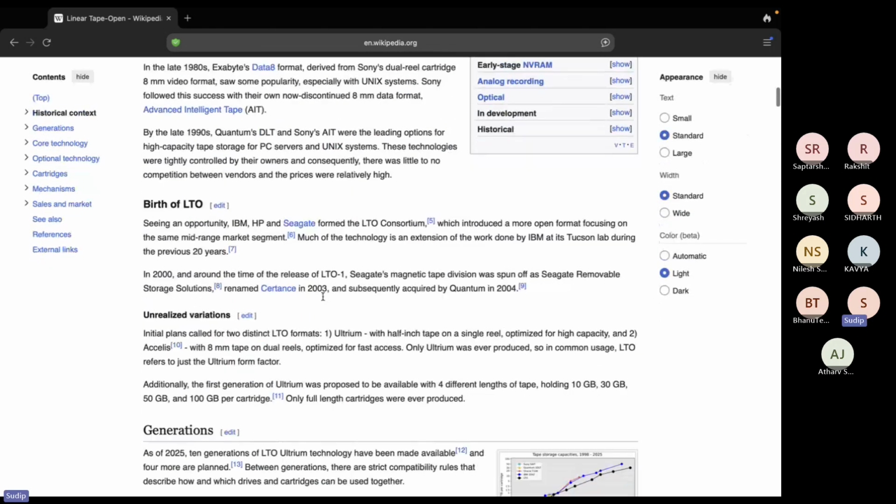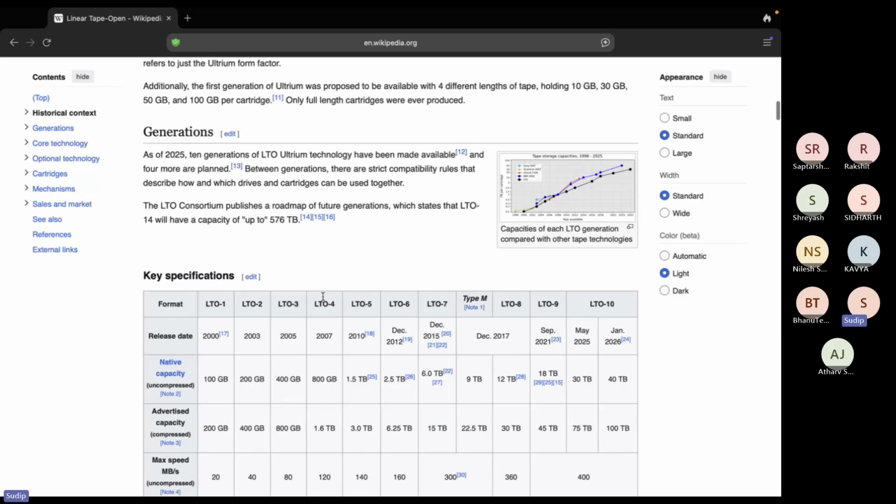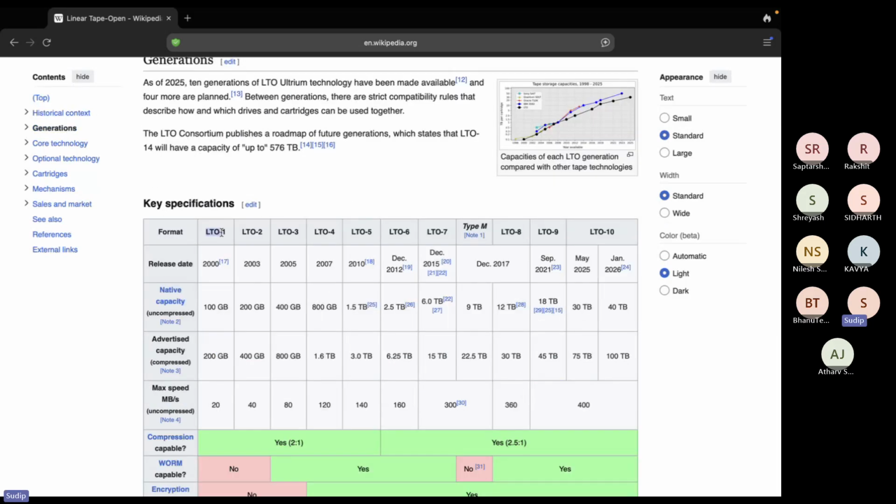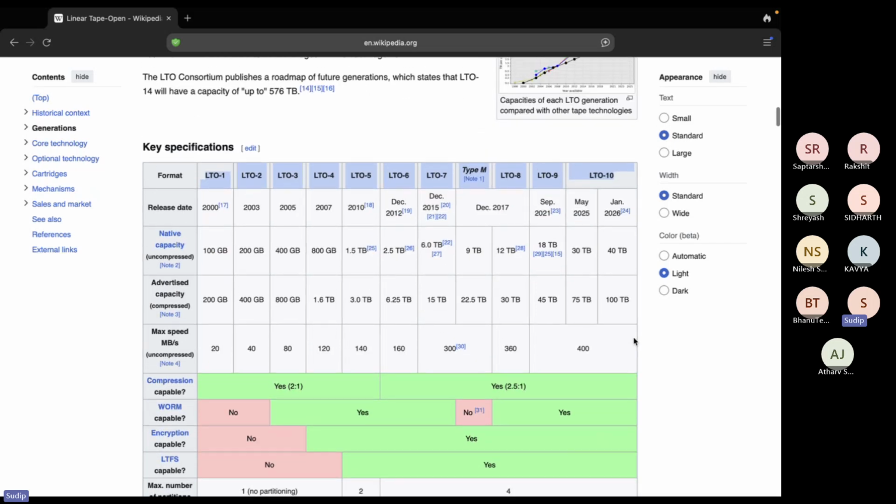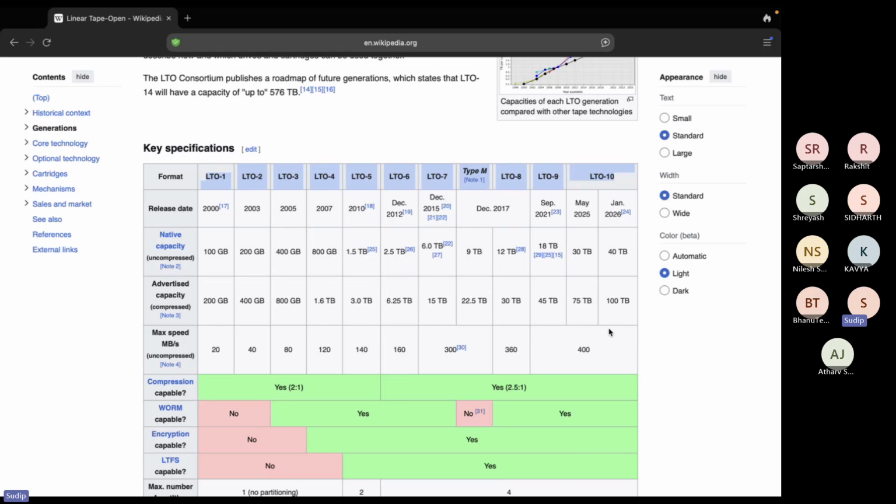There's a lot of history behind it. So these are the tape generations as you see here. It starts from LTO1 all the way to LTO10, but LTO12 is already on the horizon. See the increase in density, capacity, and performance.